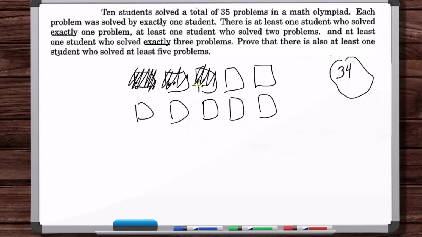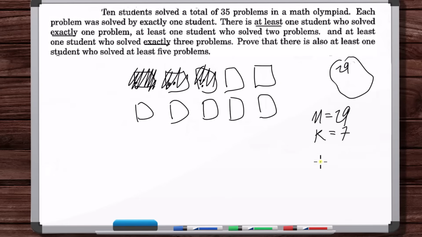3, 4, 5, 6. So 35 minus 6, we're left with 29. Now, we're trying to account for the fact that it says at least here. Maybe this student only solved exactly one problem, and so did this student, and this student solved exactly 2 problems. The only thing I'm a little confused about is, does this at least put another restriction on us, or do we have our pigeonhole problem figured out where N is 29 and K is 7? Or is there something else?